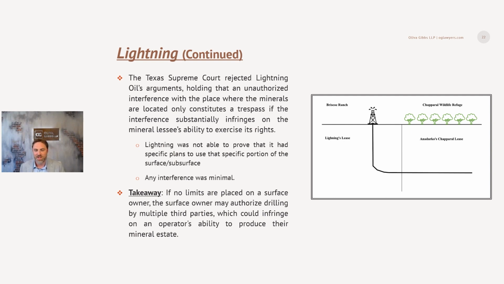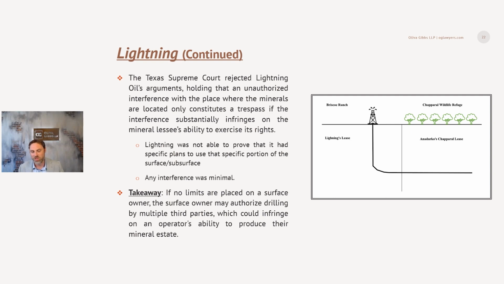Also, they said that, look, this is a narrow wellbore, and your damages would be limited to whatever the tiny amount of minerals that are actually touched or come into contact with the wellbore. They said, look, this isn't even a measurable amount of damages. So Lightning was not able to prove that it had specific plans to use that portion of the surface, and any interference was minimal. And the takeaway here is that if no limits are placed, the surface owner may authorize drilling by multiple third parties, which could infringe on an operator's ability to produce their mineral estate.